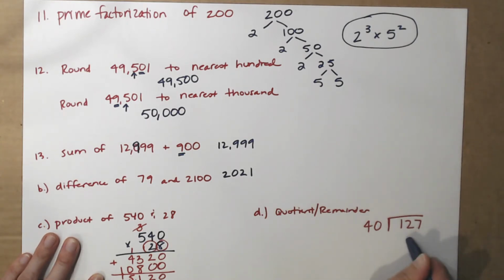If I round 127 to 120, then I can divide that easier because 40 times 3 is 120.